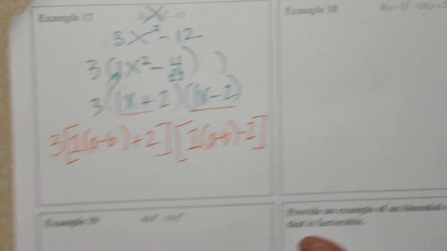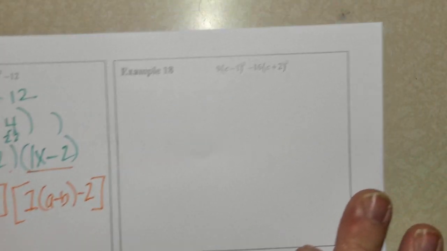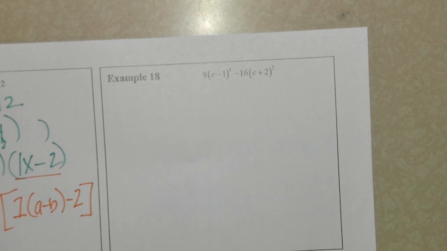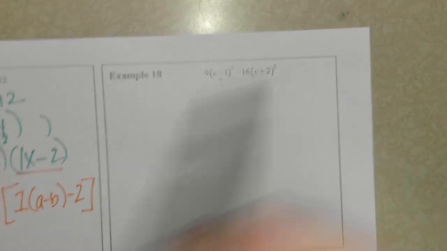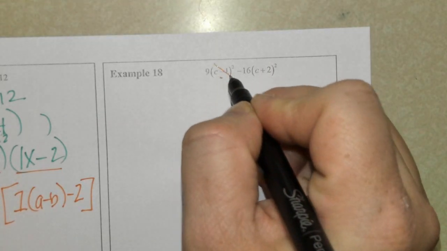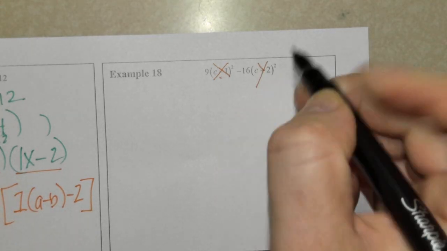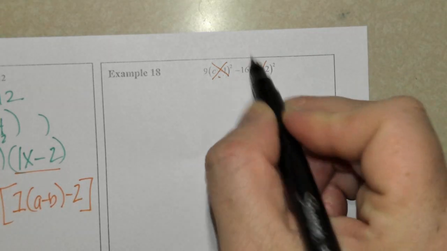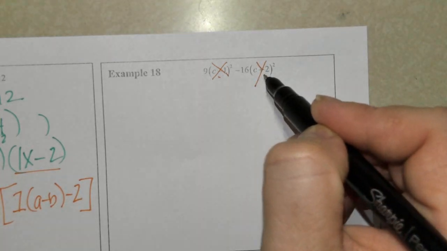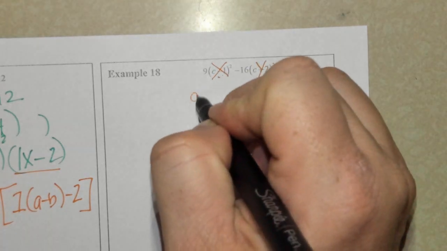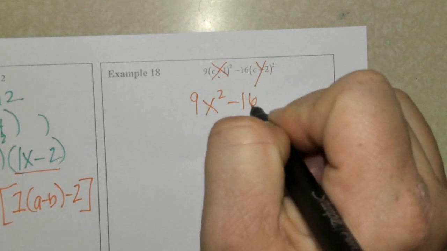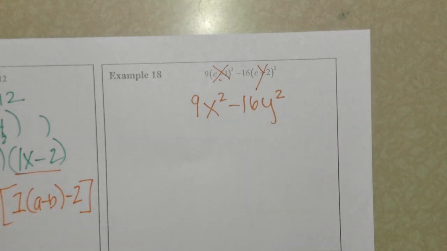Okay, go to number 18. Okay, this time we have 2 different parentheses. So I'm going to use the variables x for the first one and y for the second. And you need 2 unique variables to represent these expressions, x minus 1 and x plus 2. So this problem is 9x squared minus 16y squared. 9 and 16, can they be found on the list?